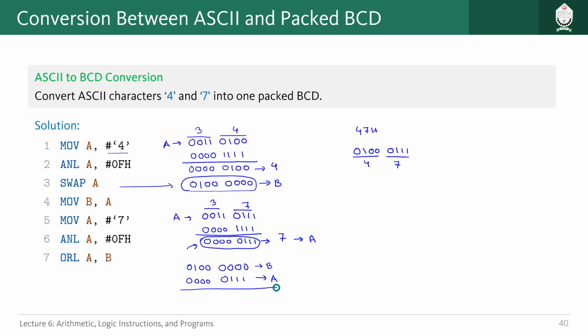If I do the ORL between these two values, the upper nibble will come from here and the lower nibble will come from here. So this is the value after doing that, and the result will be saved on A, right? So this is 4, this is 7, the correct packed BCD representation of 47 from ASCII.